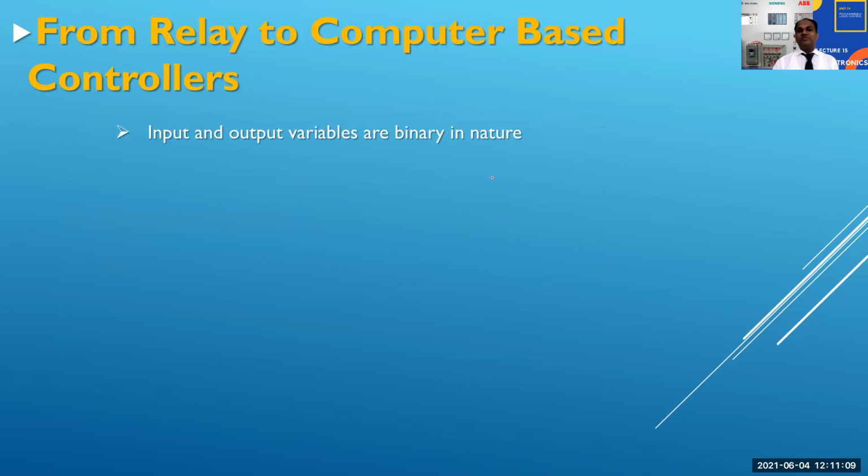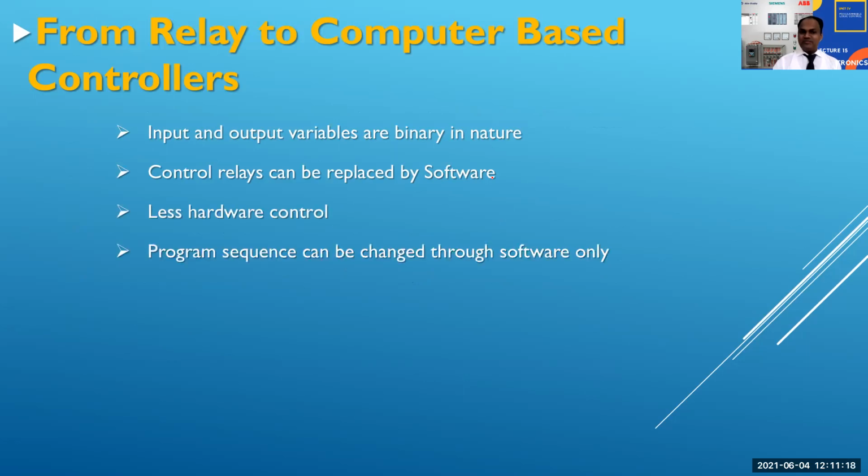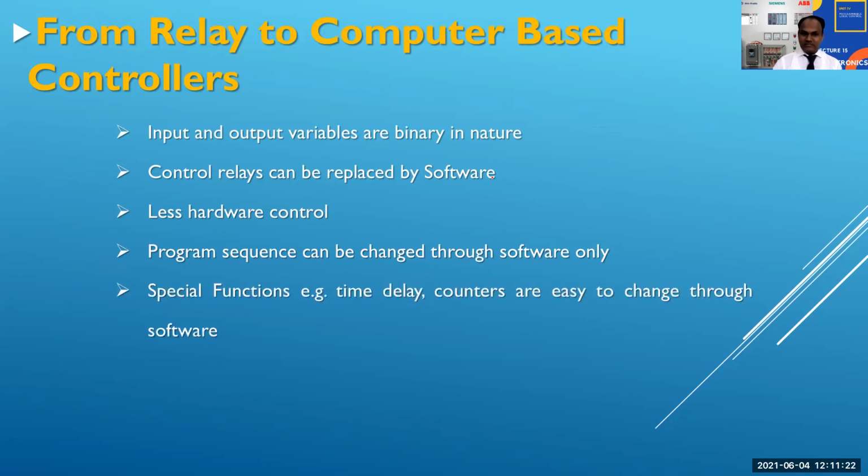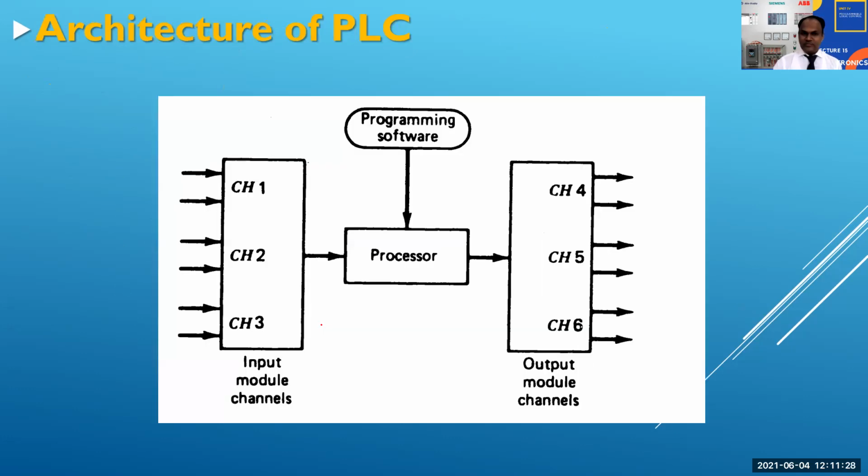Input and output variables are binary in nature. So control relay can be replaced by software. Less hardware control is required. Program sequence can be changed through software only. You can change software anytime. Special functions, for example, time delay and counters, are easy to change through software. And that's why we use programmable logic controllers.